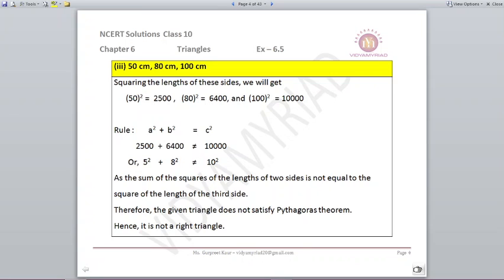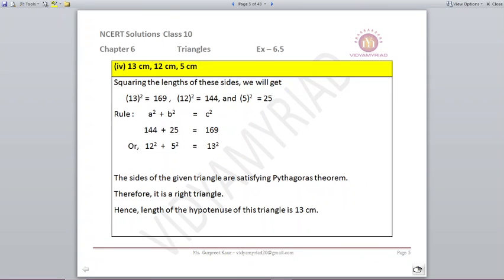Next, 50 centimeters, 80 centimeters, 100 centimeters. Let's square them all. 50 centimeters is 2500, 80 centimeters is 6400 and 100 centimeters is 10,000. So let us see whether it holds true for the Pythagoras theorem. 2500 plus 6400 is not equal to 10,000. So what does it mean? Sum of the square of the two sides is not equal to the square of the third side, and thus it is not a right angle triangle.